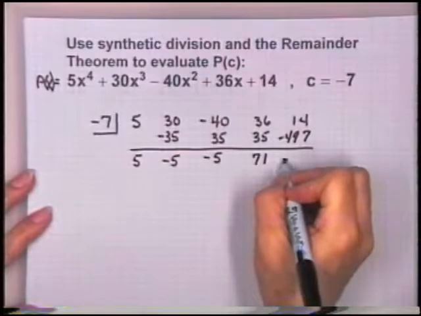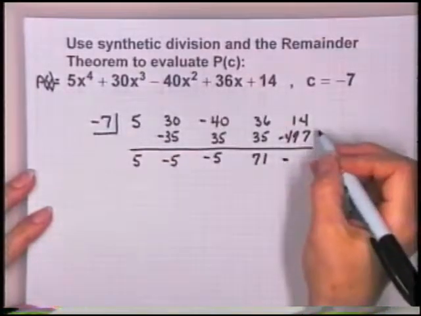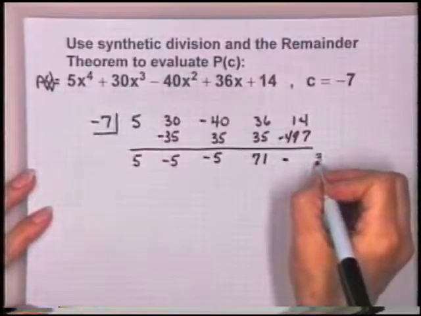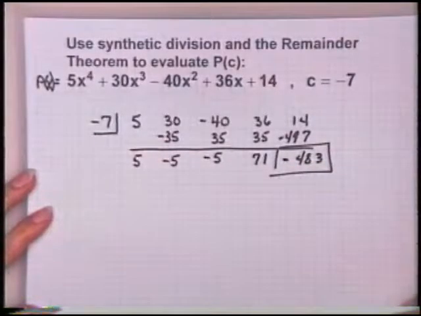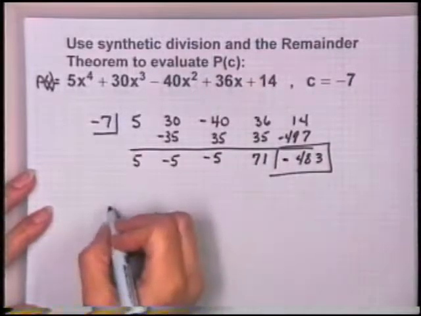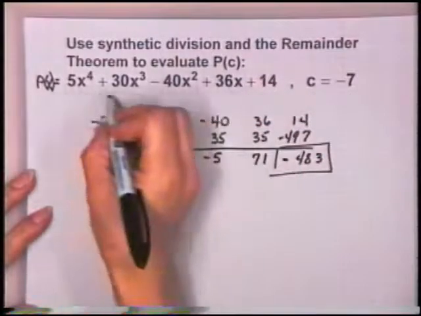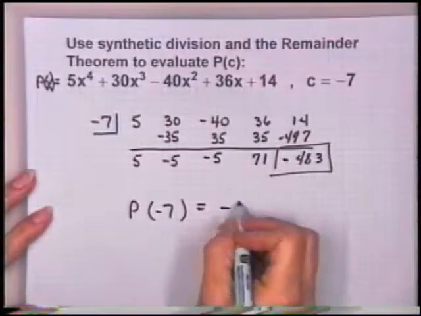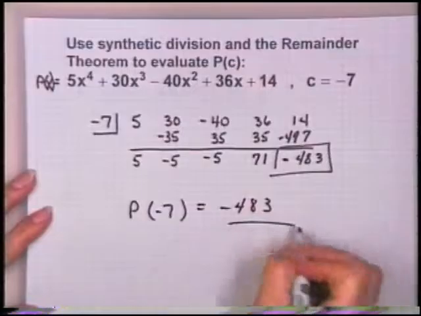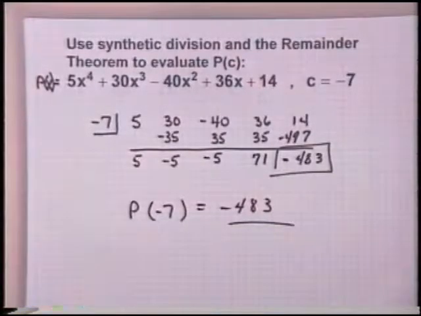Okay, now I need to add these. I have opposite signs, so I'll get a negative. Find the difference here. 4 from 7 is a 3, 1 from 9 is 8. My remainder is negative 483. See how easy that was? What that tells me is that if I substitute negative 7 into this polynomial, I'm going to get negative 483. Now I could do that without a calculator, couldn't I?